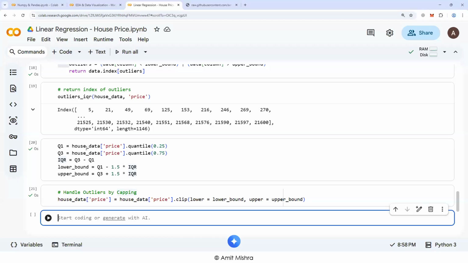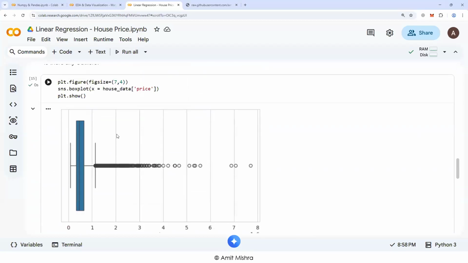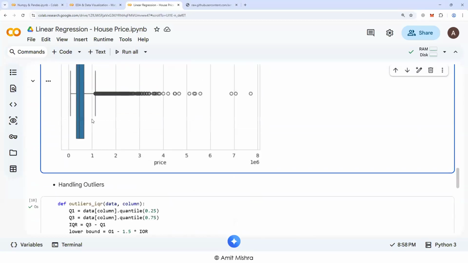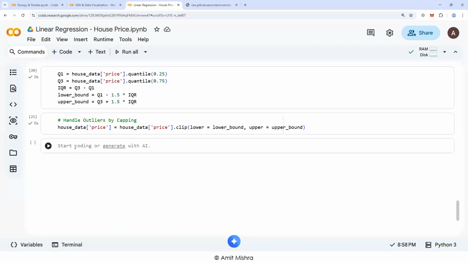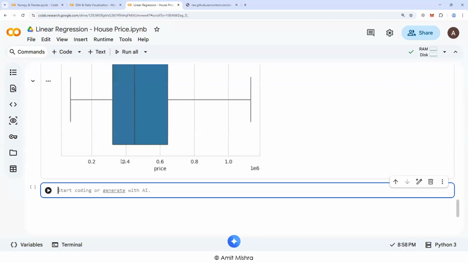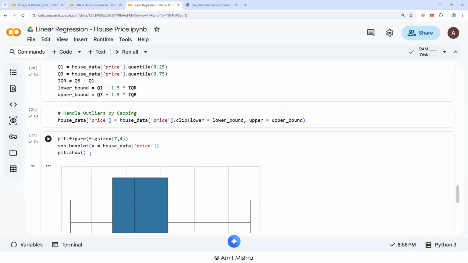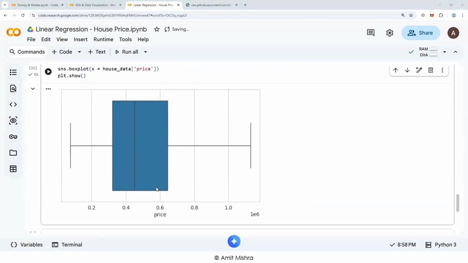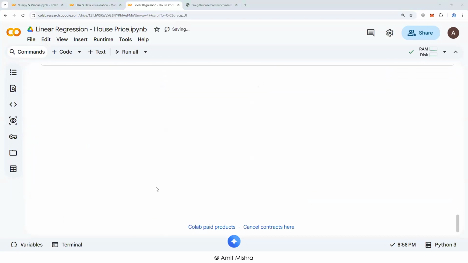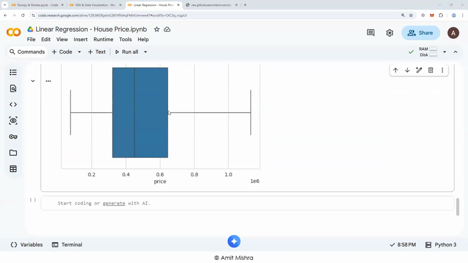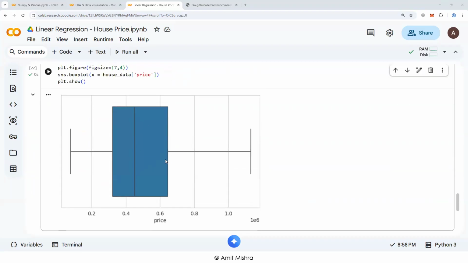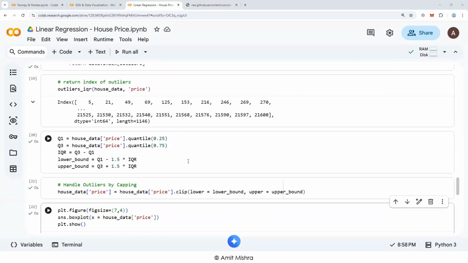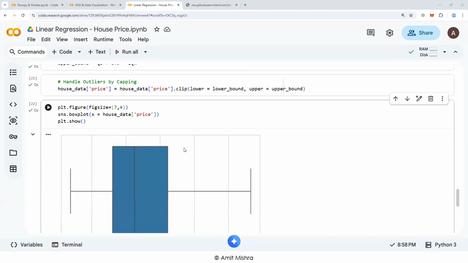Okay, let's check what happens when we have implemented the clip. We have bounded all these outliers to the upper bound, and hence what you receive is quite a nice distribution of the data, which is quite close to the normal distribution as well. More interesting is that there are no outliers.